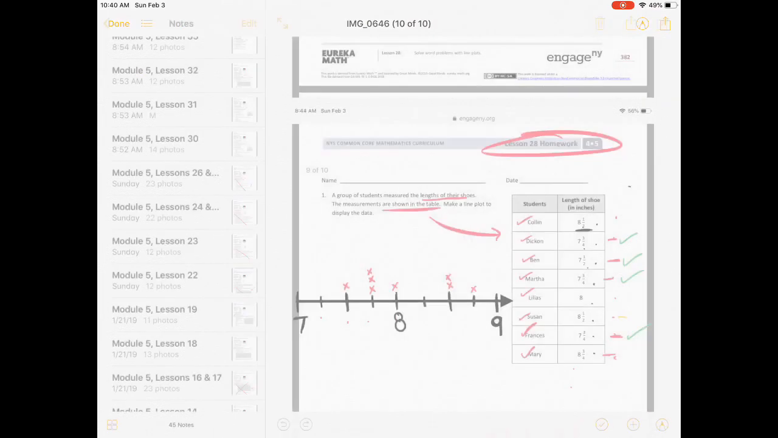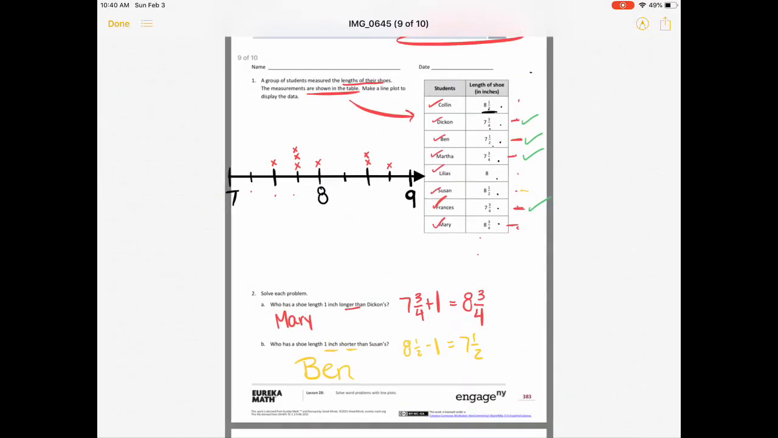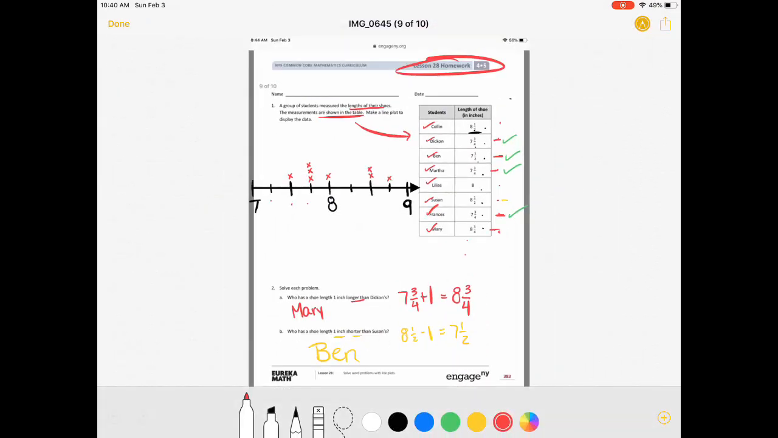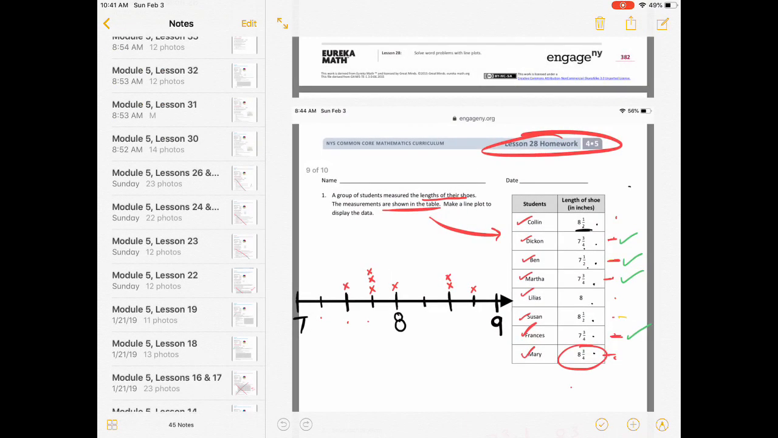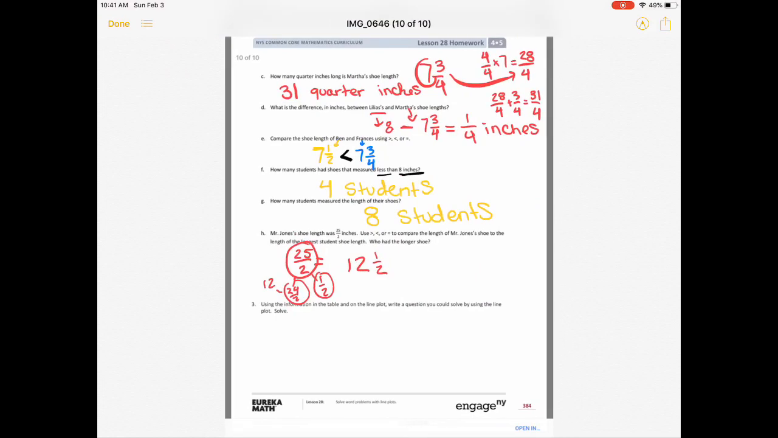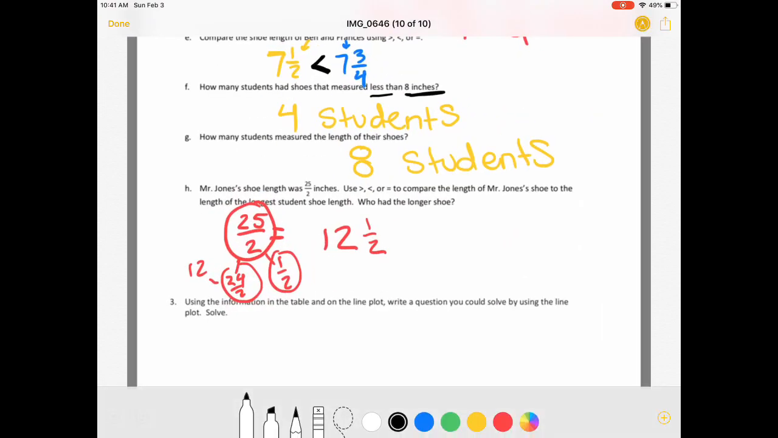So let's compare it to who had the longest shoe. The longest shoe was Mary, who was 8 3/4 inches. And when I go back and compare the two, 12 1/2 is obviously going to be a lot bigger than 8 3/4. So 12 1/2 is going to be greater than 8 3/4. So Mr. Jones had the bigger shoe and Mary had the smaller shoe.